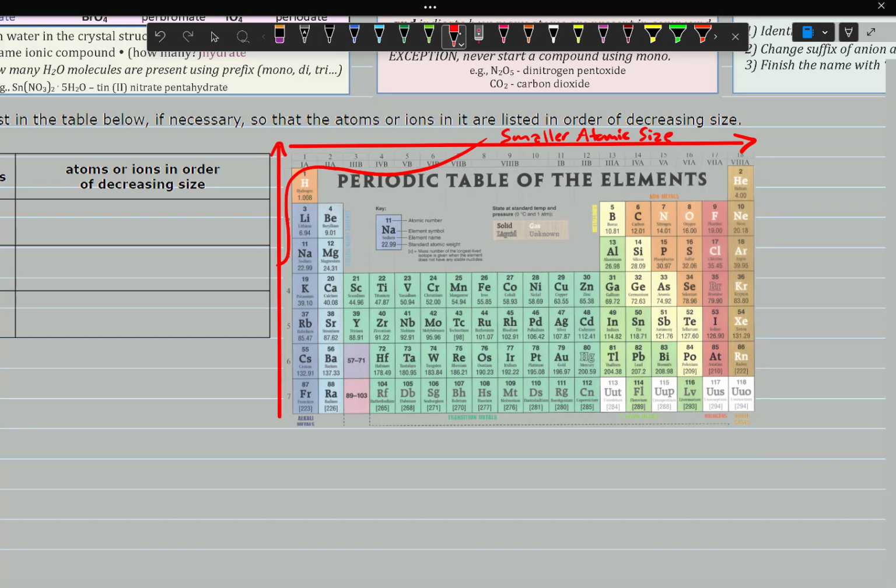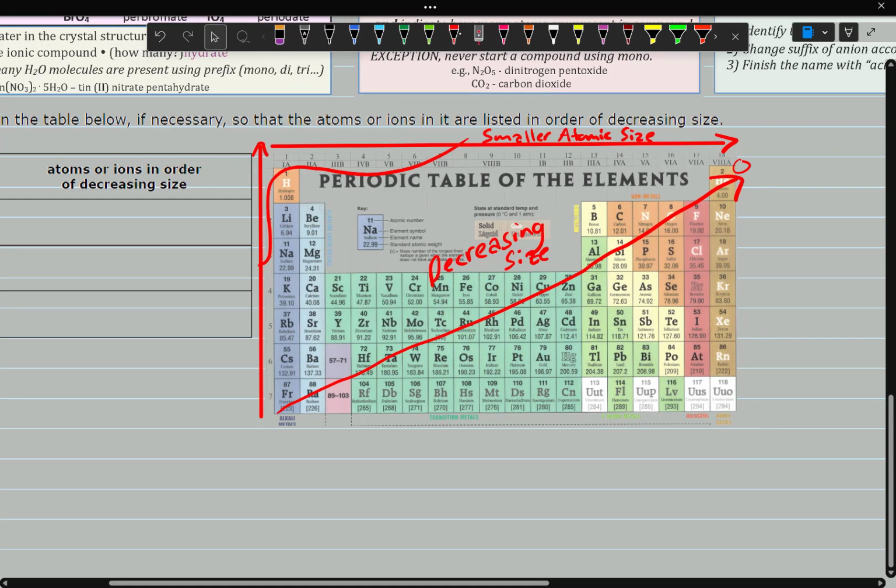So that leads us to a trend. You could make this diagonal trend here, which is decreasing size. And that makes sense, right? Because take helium, for instance, which is our smallest atom.